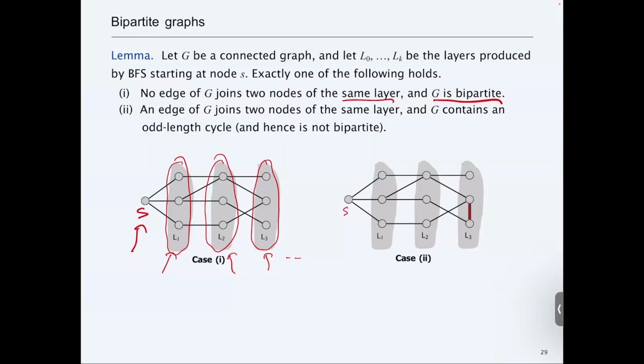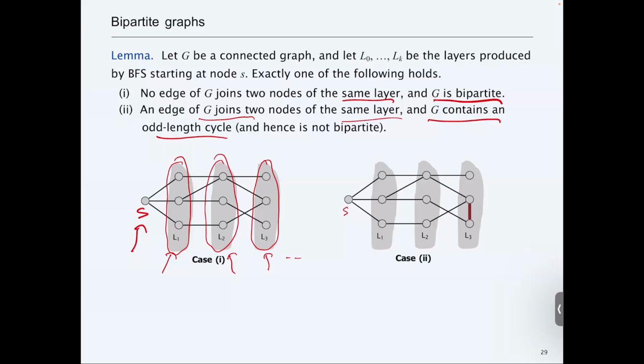Or the second thing happens, and the second thing is this, is that there does exist some edge that joins two nodes in the same layer. And in that case, what we have is a graph that contains an odd cycle, and therefore it's not bipartite. Okay, so this is the second thing that could happen. An edge of G could join two nodes in the same layer, and so therefore G has to contain an odd length cycle, and if it has an odd length cycle, it is not bipartite.